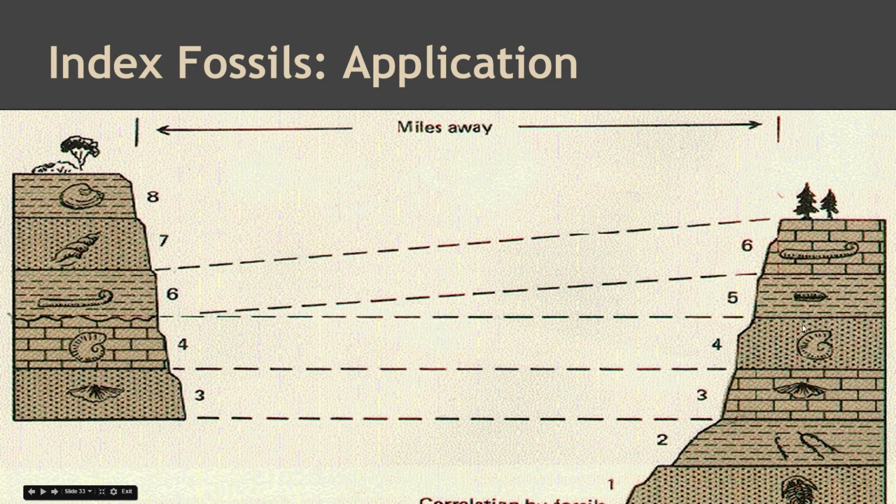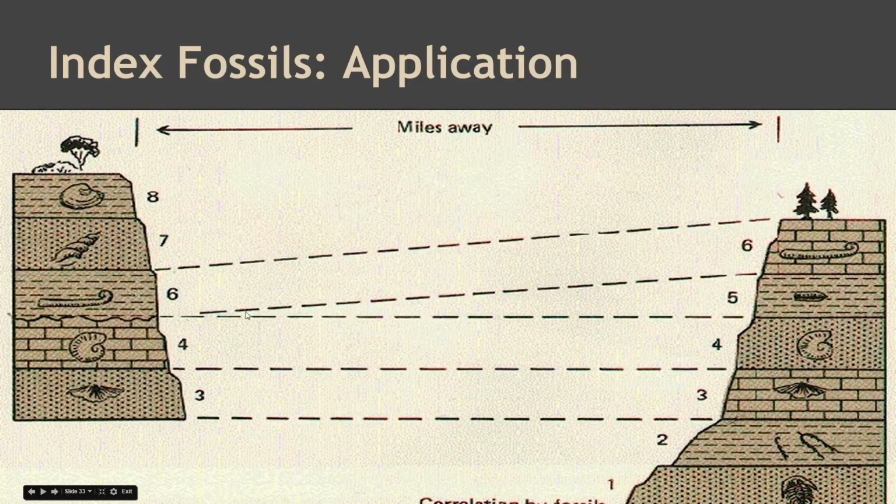This continues with 4 in both locations, and then 5 exists in a layer on the location to the right, but not in a layer on the location to the left. On the left, it jumps straight from 4 to 6. This is an easy way to identify a gap in time by using index fossils like this. Probably the most common and easiest way to identify any type of disconformity.